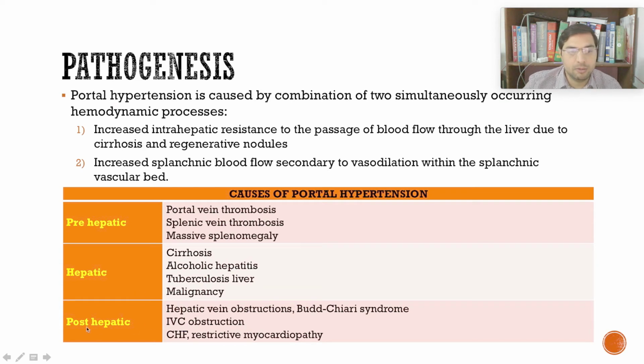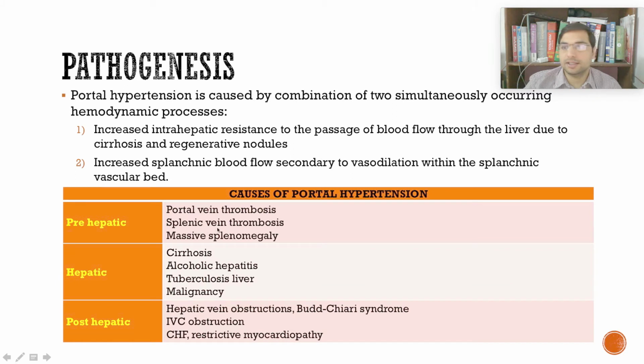See, post-hepatic causes are like inferior vena cava obstructions, hepatic vein obstructions, Budd-Chiari syndrome, right? Congestive heart failure: if there is congestive heart failure, then the blood will not flow from the inferior vena cava into the heart, leading to a backflow of blood to the liver, leading to portal hypertension. Similarly, hepatic causes, if the blood flow through the liver is not proper, mainly because of cirrhosis, malignancies, right?